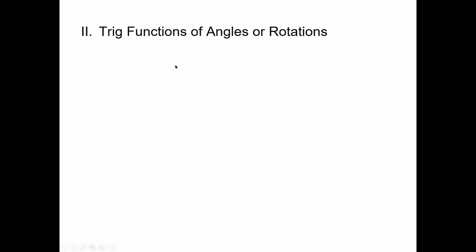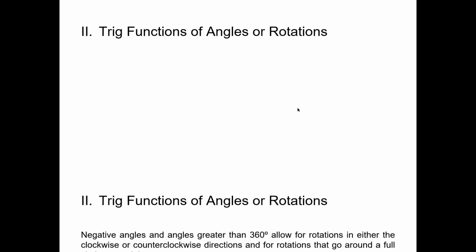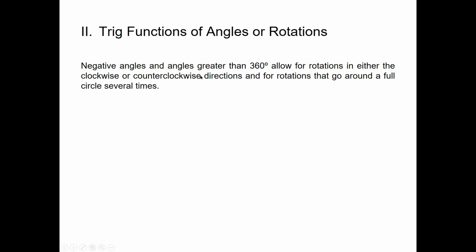Okay, trig functions of angles or rotations. The negative angles and angles greater than 360 degrees allow for rotations in either the clockwise or counterclockwise directions, and for rotations that go around a full circle several times. That could be kind of aggravating, but if you think about the spoke of a bicycle wheel, it's generating an angle, and if all you could do is 360 degrees, you'd only rotate around once. It wouldn't go very far.